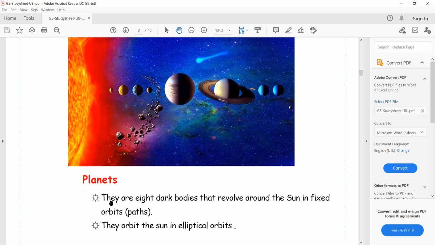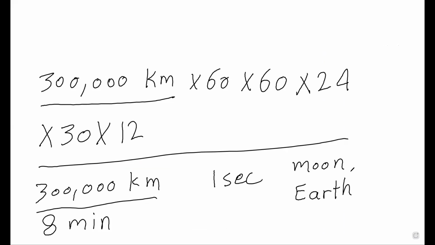The planets are 8 dark bodies that revolve around the sun in fixed orbits, or fixed paths. They orbit the sun in elliptical orbits. What's the meaning of elliptical orbits? Let's take a look on the white screen. This is the sun.